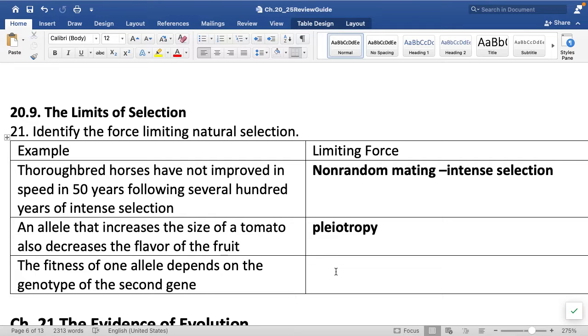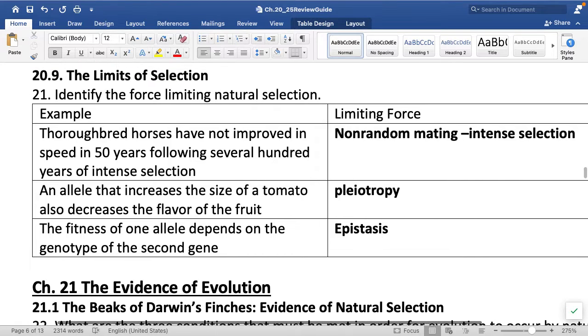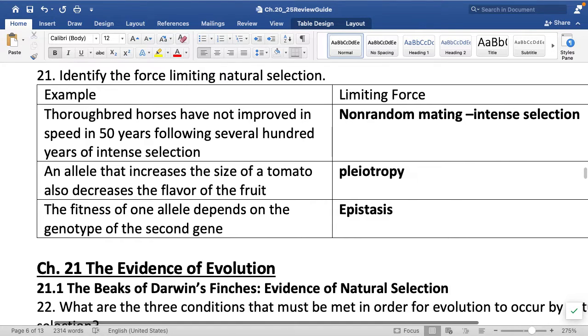The fitness of one allele depends on the genotype of a second. We call this epistasis. You start slowly typing until you get it.